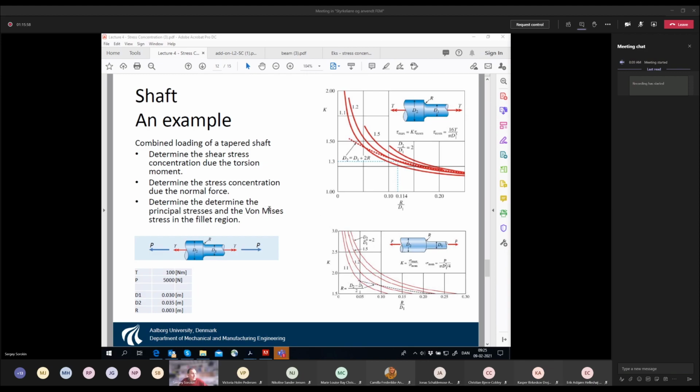And then if the strength condition is fulfilled, then it's okay. If it's violated, then we cannot manufacture this because it will fail. So the add-on here is that if we have combined loading, we have to analyze the stress concentration for each of the loadings individually. You see we have what is called superposition. And then we have to assess the strength using the equivalent von Mises stress.